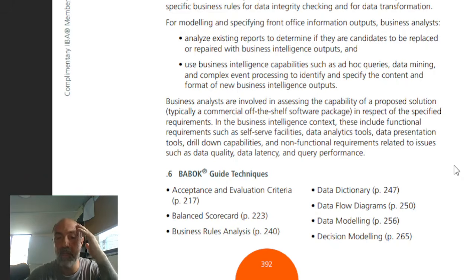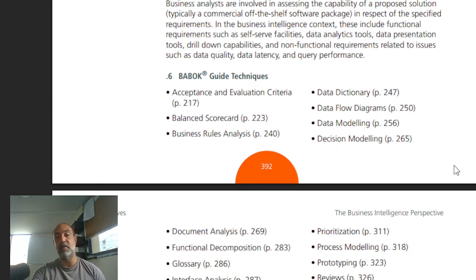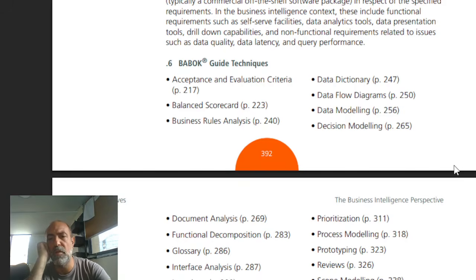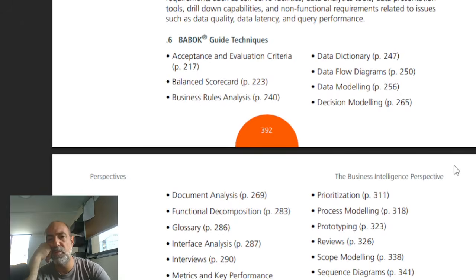You use business intelligence capabilities such as ad hoc queries, data mining, and complex event processing to identify and specify the content and format of new business intelligence outputs. Business analysts are involved in assessing the capability of a proposed solution, typically a commercial off-the-shelf software package, with respect to specified requirements. In the business intelligence context, these include functional requirements such as self-serve facilities, data analytic tools, data presentation tools, drill-down capabilities, and non-functional requirements related to issues such as data quality, data latency, and query performance.